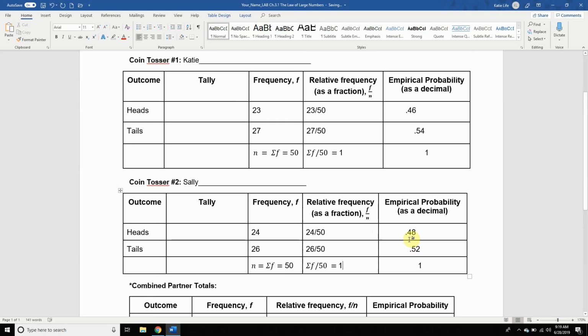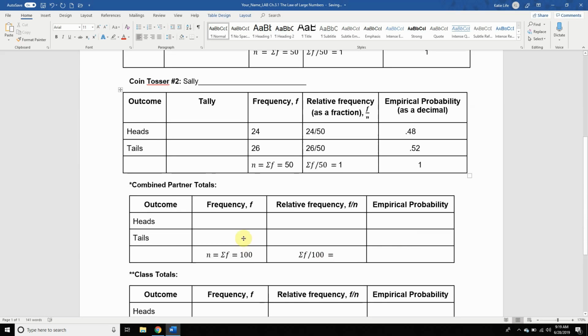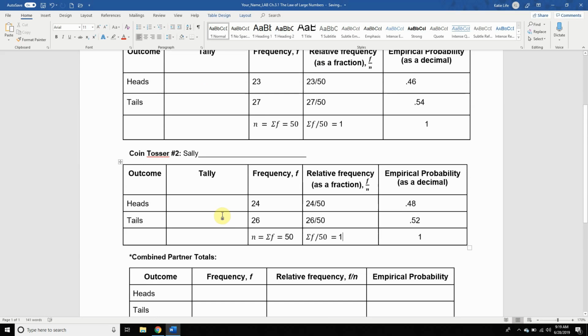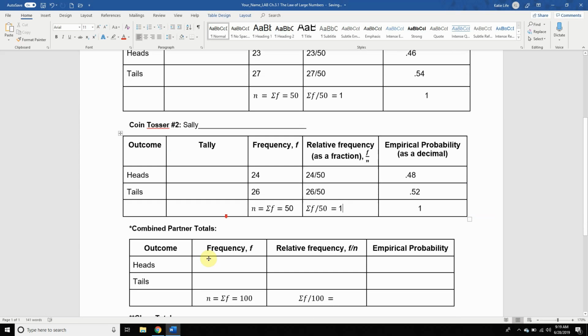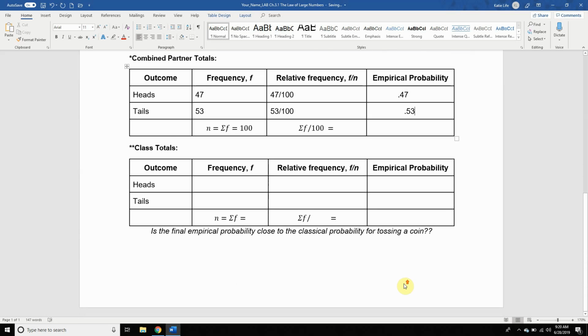So those are what I'm calling the individual totals. Each coin tosser has a frequency out of a total of 50 tosses. Then you come down here, and the third chart down is the combined partner totals. Between the two of us, we had 47 heads and 53 tails, so a total of 100 tosses. That means my relative frequencies are 47 out of 100 and 53 out of 100, which makes our decimals super easy: 0.47 and 0.53. And that's basically all you have to do for this lab.